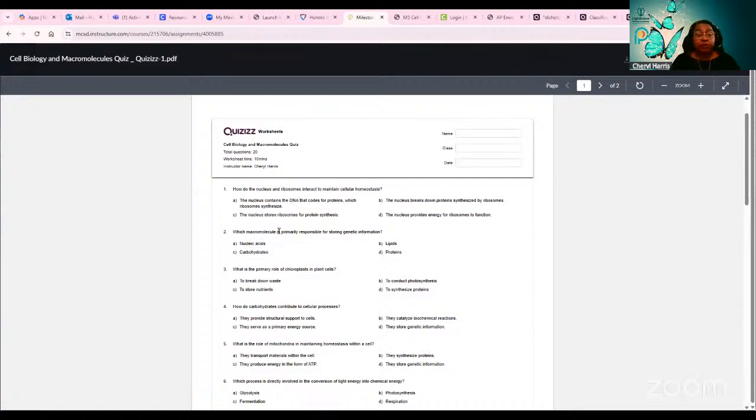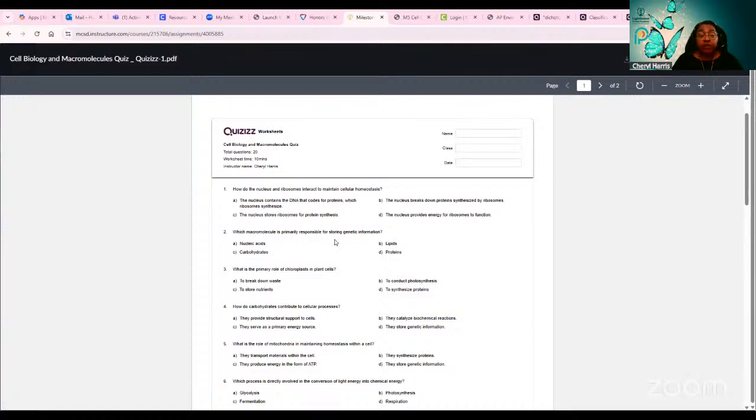For number 2, the macromolecule, and again, we talked about homeostasis as a vocabulary word. Know that that means stability and balance. So the cell has to have balance. So the macromolecules are the molecules that are too big to pass through the cell membrane. That's what that word means. They're still microscopic to us, but they are too big for the cell membrane. So we need active transport.